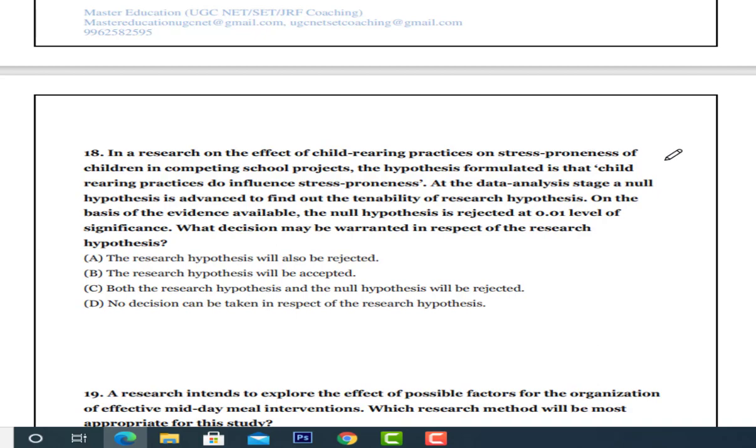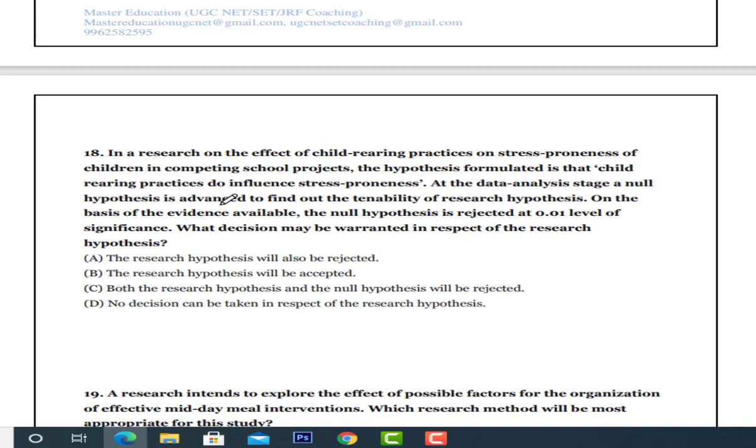In a research on the effect of child rearing practice on stress proneness of children in competing school projects, the hypothesis formulated is that child rearing practice does influence stress proneness. Okay, that is, the child is under some stress. So we are going to make a research on that.